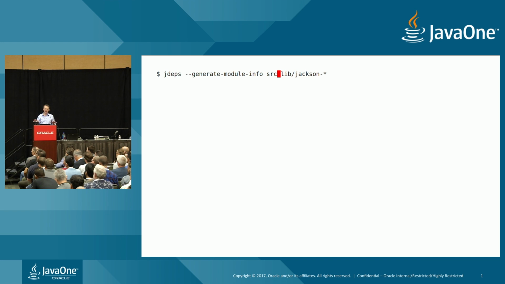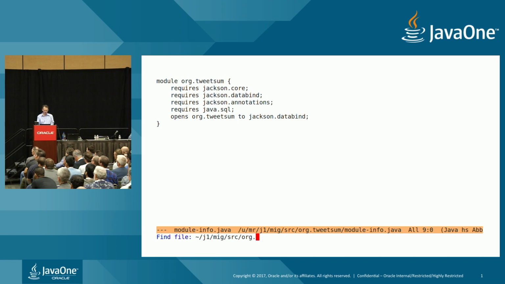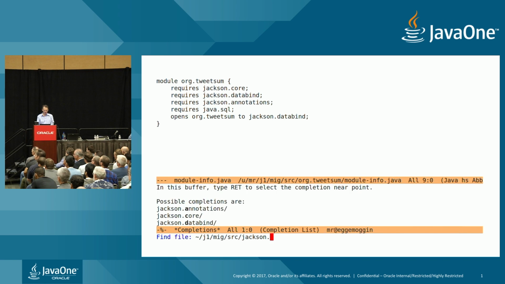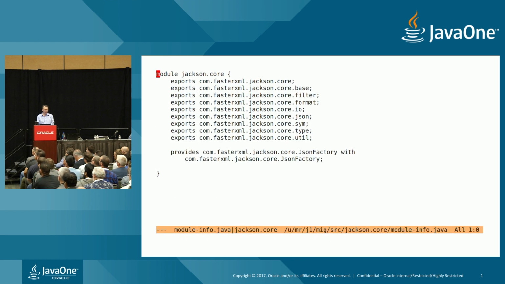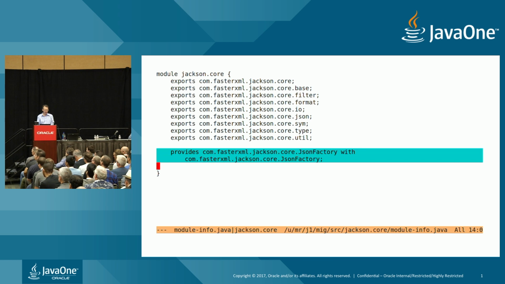This is a little bit scary. I'm using a tool and it's going to write into my source tree. Okay, that's all right. It'll be okay. Let's do lib Jackson core first. Okay, so we have a module-info. It's always a good idea to look at what it did here. And we've got Jackson core, exports a bunch of packages, okay, and what's this?